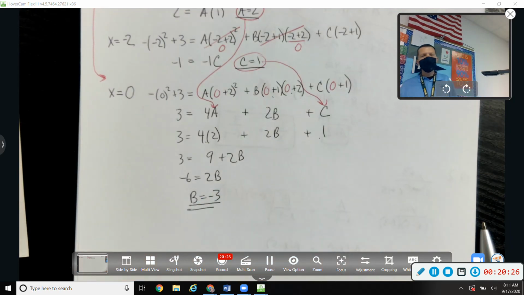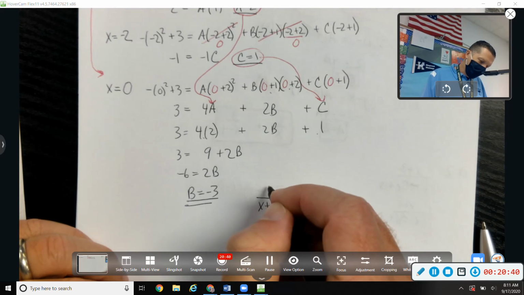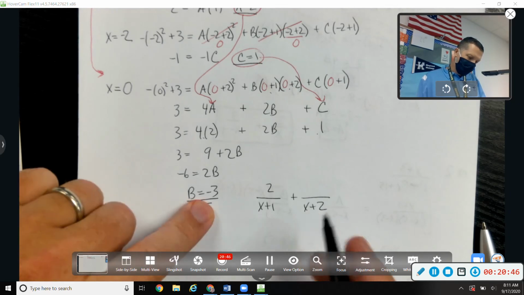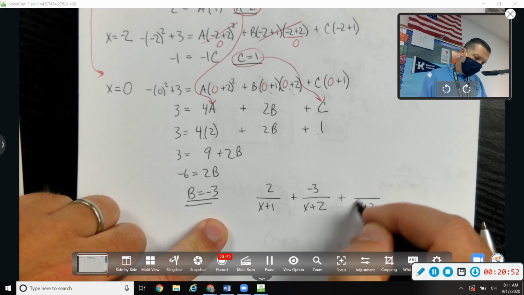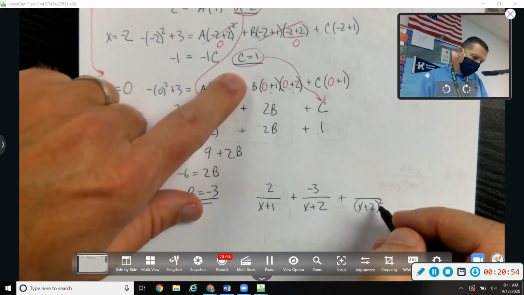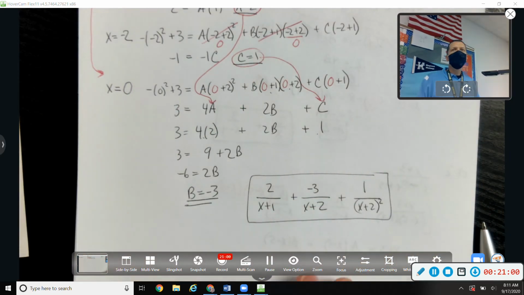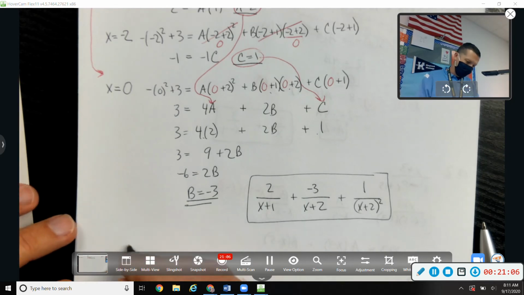So I've got all my pieces now. I'm not done till I write my final answer. Just make sure you put stuff in the right spot. We know A is 2, so over the x plus 1 it needs to go 2. Over the x plus 2 is b, so that's negative 3. And over x plus 2 squared is c, which was 1. What a weird thing to learn how to do, how to unadd fractions.